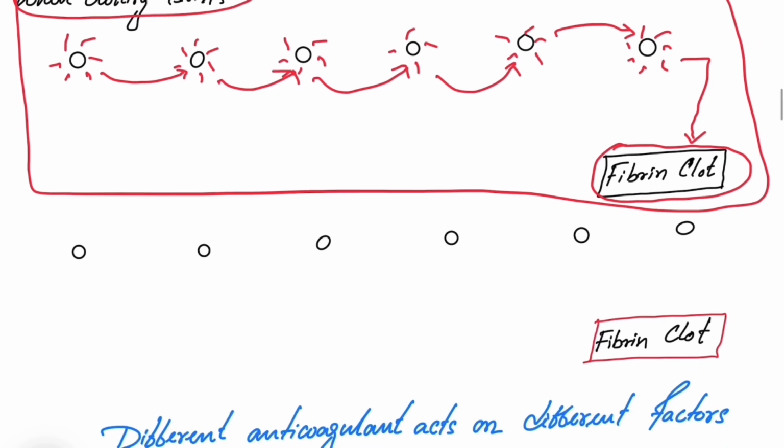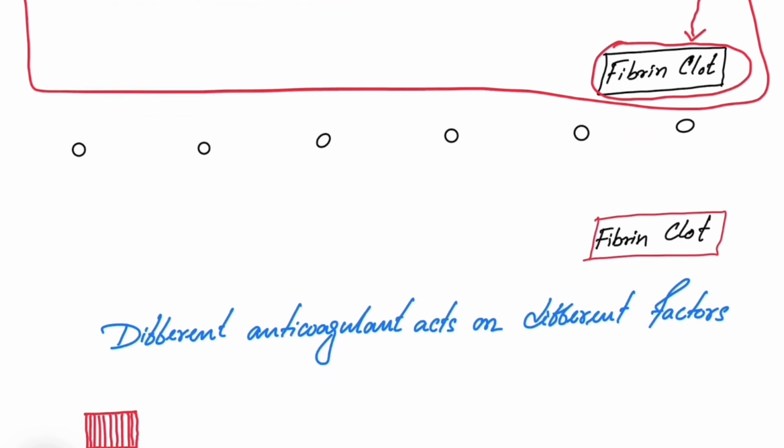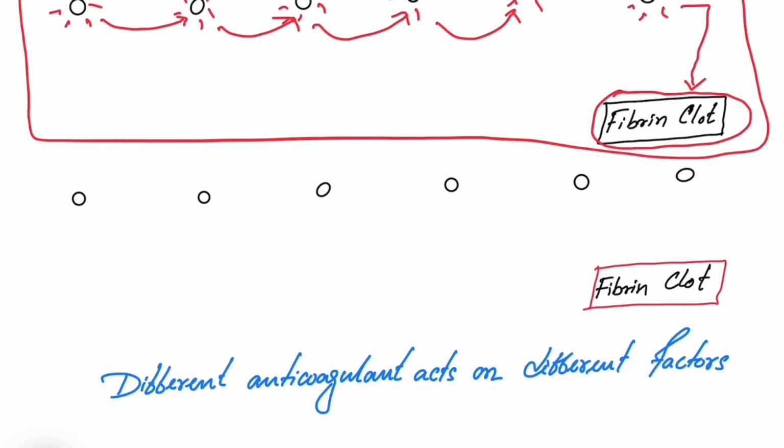But what happens when we use an anticoagulant? The anticoagulant will remove one of the clotting factors and you will not be able to complete the clotting process. Let me explain how an anticoagulant works. When clotting starts, it will activate one factor. The activated factor will activate the other factor, and that will activate another factor.